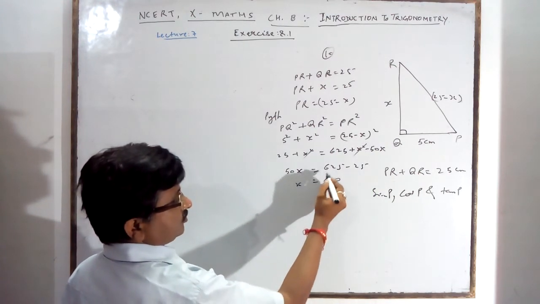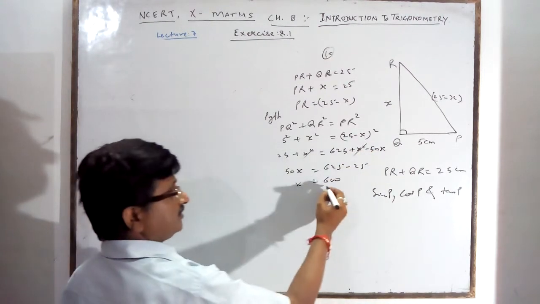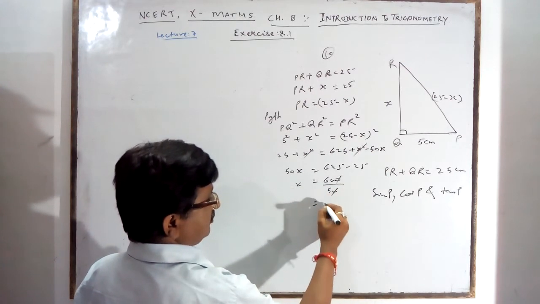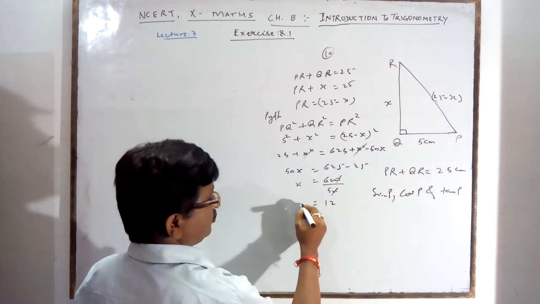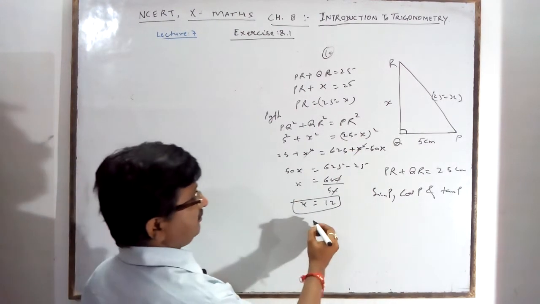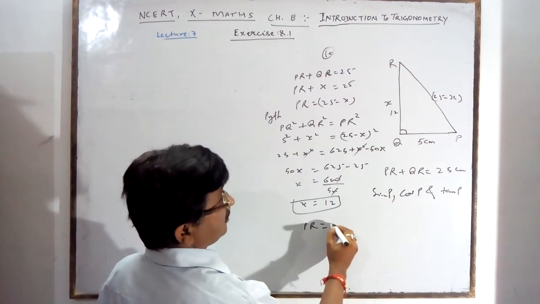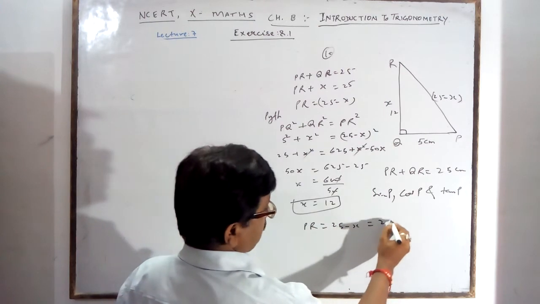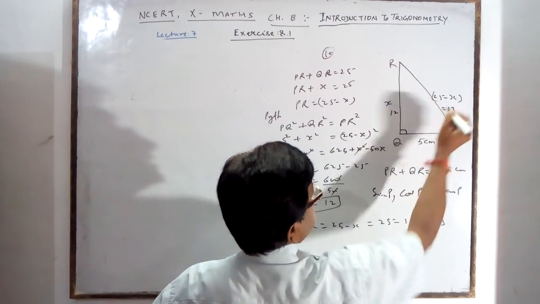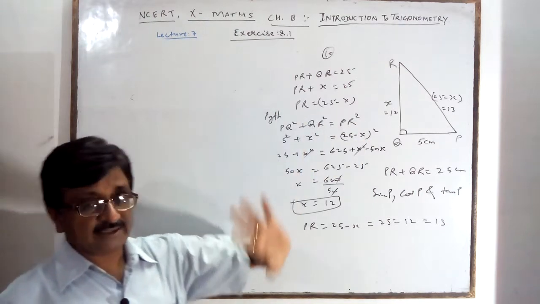So X is equal to 625 minus 25, minus sign I am taking from right to left, so that will be positive, upon 50. So what are you getting? 12. You are getting X is equal to 12. If X is 12, it means here you are getting 12, and PR is equal to 25 minus X. 25 minus 12, what is this? This is equal to 13 centimeter. This is equal to 12. You are getting 13, 12, 5.